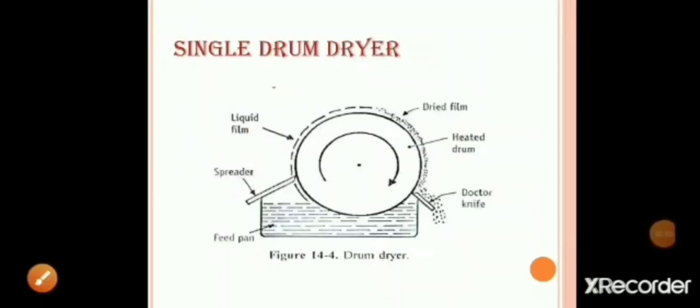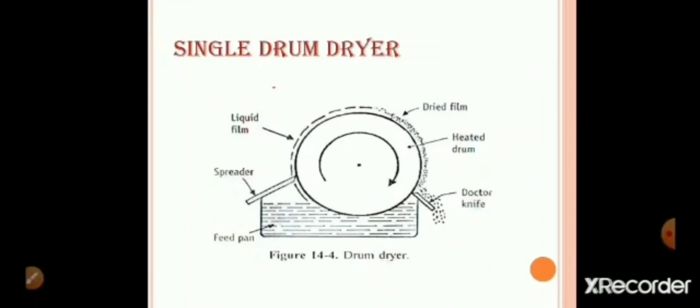Here is a diagram of a single drum dryer. In a single drum dryer, one drum is used to dry material. The spreader forms a uniform layer of the material over the drum. The spreader is placed on the opposite side of the doctor knife. Hot gas inside the drum forms the dried film.